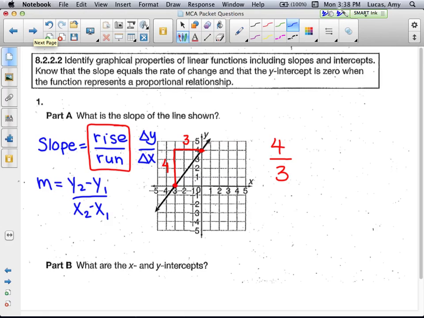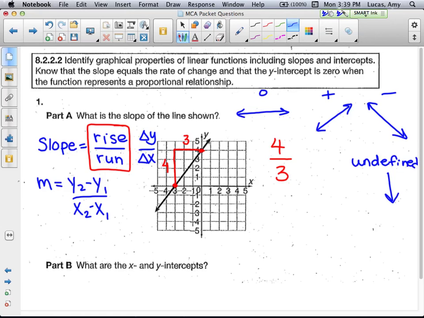Remember that a positive slope is going up from left to right. A slope that is negative is going down from left to right. A slope that is 0 is horizontal. A slope that is undefined is vertical. So those are the 4 different types of slopes.